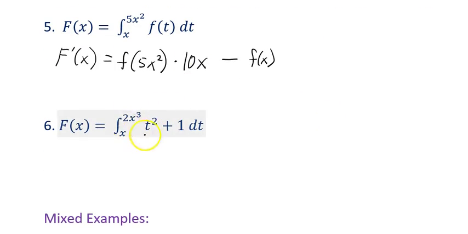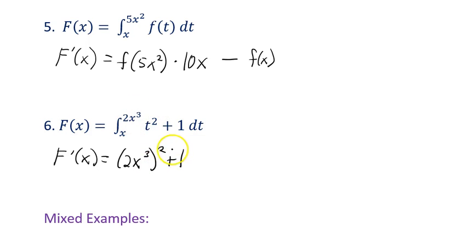So down here, again, another example. The derivative of this, we would plug the 2x cubed all in for t, which means the whole thing is squared, so I'm going to put a parentheses around it. And then when I have to multiply by this derivative, I'm multiplying this whole piece by the derivative, so I'm going to put it all together. Multiply by 6x squared.